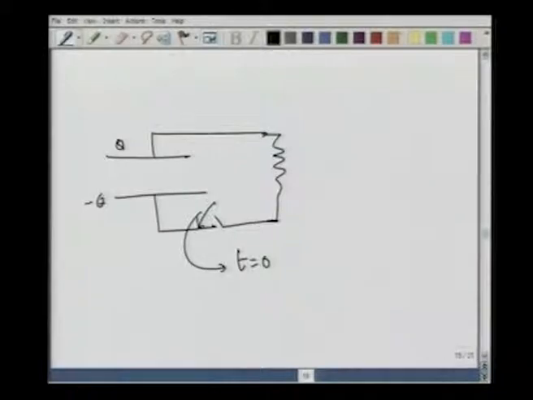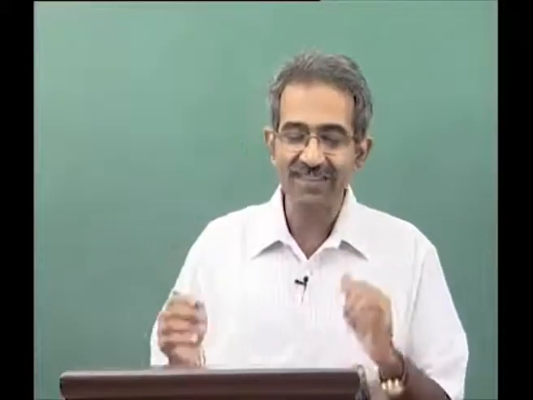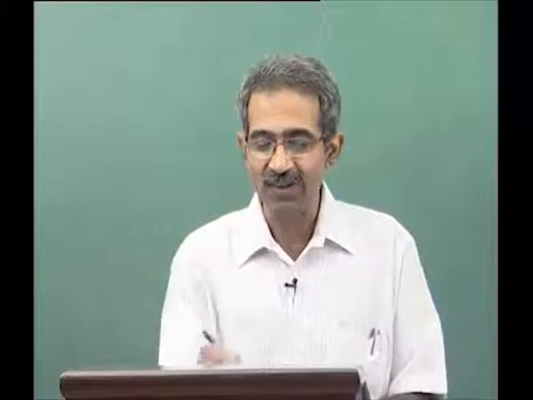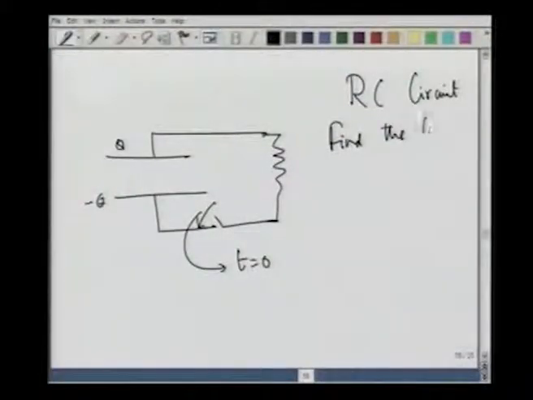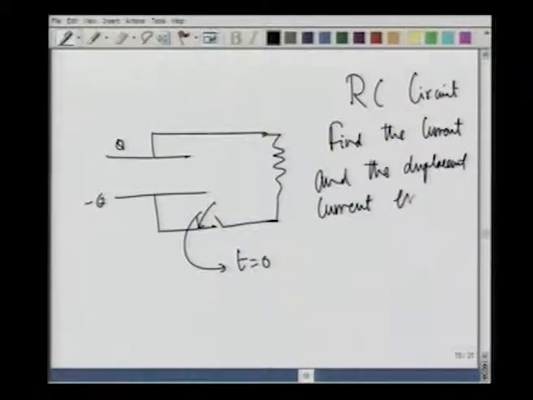I did not solve any problem involving networks and things like that, but all of you know how to set up the equation for this. This is a great RC circuit. The current starts flowing, the charge starts decaying. There is a decay constant for this as soon as I close the circuit. Is that okay? Now the question is, find the current and the displacement current everywhere.